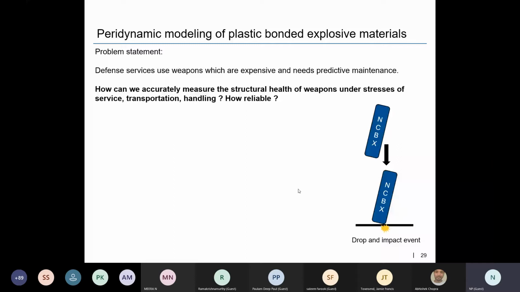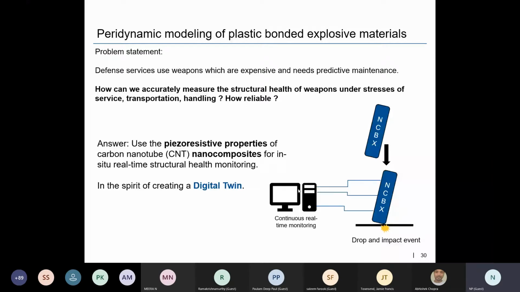And the question was, how can we measure accurately the structural health of such weapons under the stresses of service, transportation, handling? How can we predict the reliability of these materials, especially when they undergo a drop and impact event, for example, that they might undergo during transportation or handling? We need these materials to be reliable, and we need to know the current state of these materials. Our group at the time was heavily involved in nanocomposite materials and piezoresistivity of nanocomposites. So we thought, okay, we can apply that for this problem.